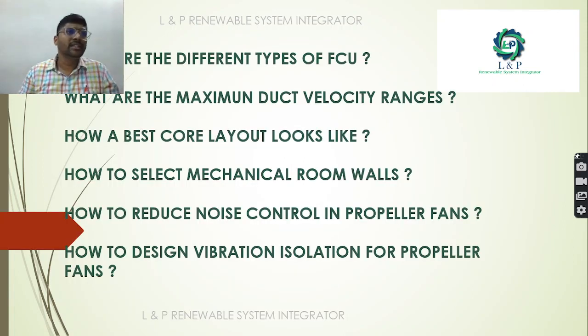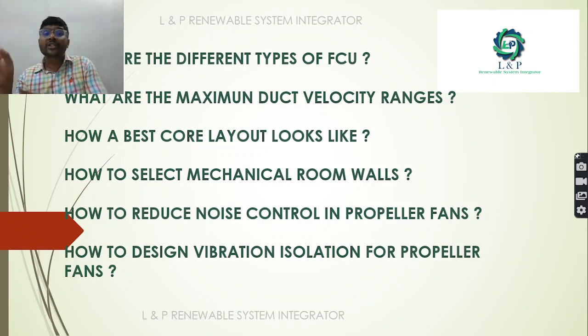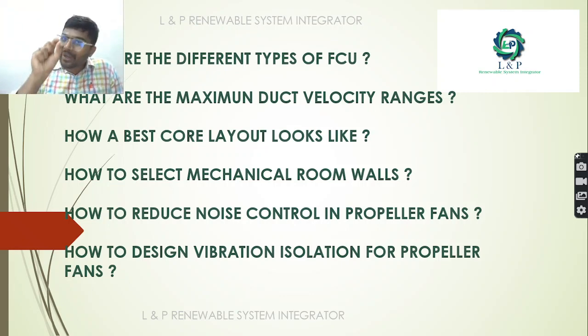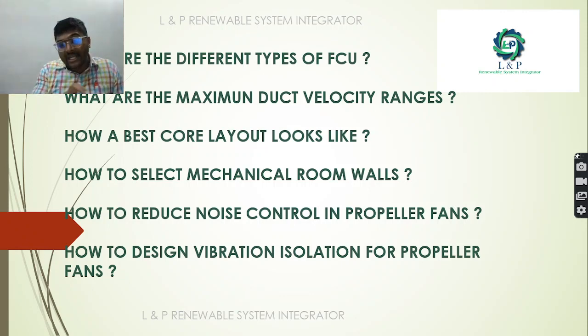In this part 6 we are going to discuss the different types of FCUs which are available, the maximum duct velocity ranges that we can use, how a best core layout looks like, how to select mechanical room walls, how to reduce the noise in propeller fans, and how to design vibration isolation for the propeller fans.